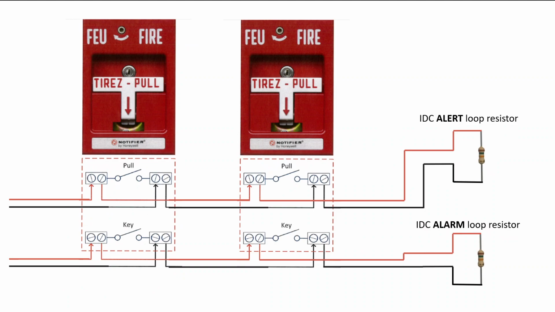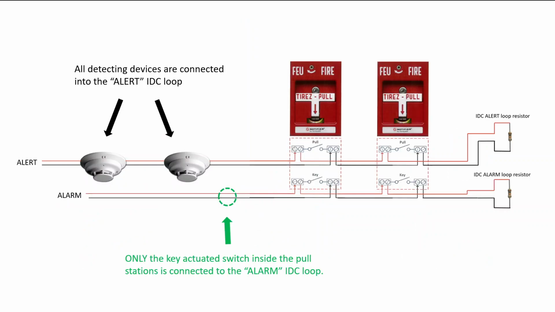So this is what the wiring would then look like. We've got two dual stage fire alarm pull stations, and the two stage means that we have two separate lines of wiring, which need their own independent end-of-line resistor. The two don't mix together, they're completely independent through the whole path. What we'll typically notice is that only the key actuated switch inside the pull station is connected to the alarm IDC loop. All additional detecting devices are simply connected into the alert IDC loop. And remember, the purpose in doing this is to avoid false alarms and people all evacuating when it was unnecessary.